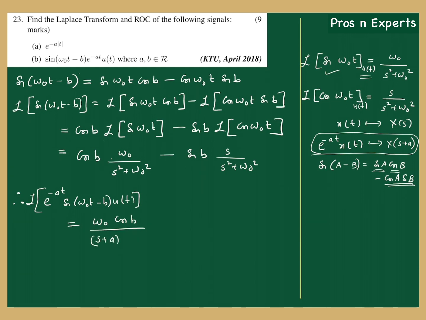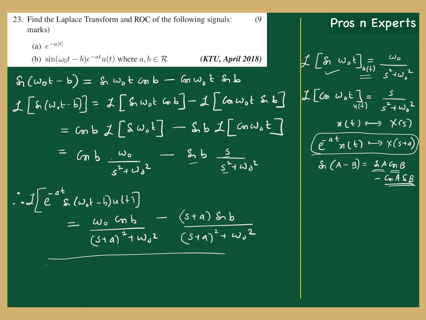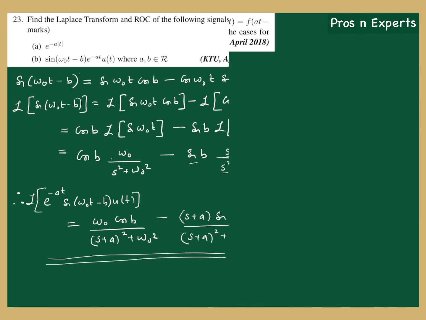So s plus a square plus omega 0 square minus, in the next term, the numerator has s into sin b. Sorry, s into sin b. So s should be replaced by s plus a. So s plus a into sin b whole divided by, again there is an s here, so s plus a the whole square plus omega 0 square. So this is the final answer, final Laplace transformation.